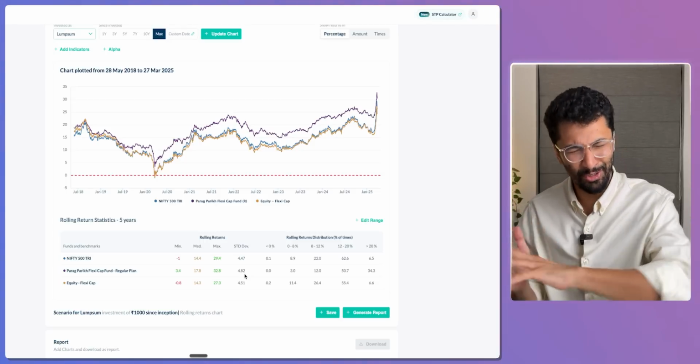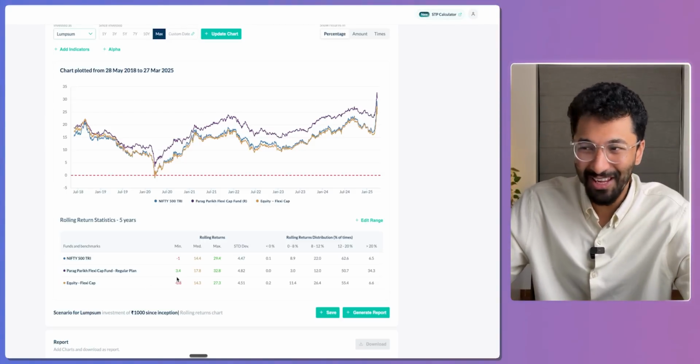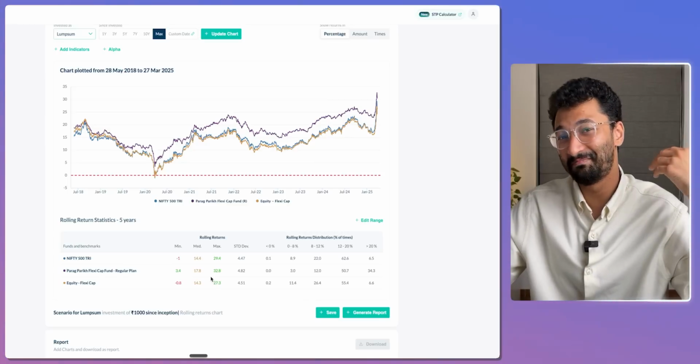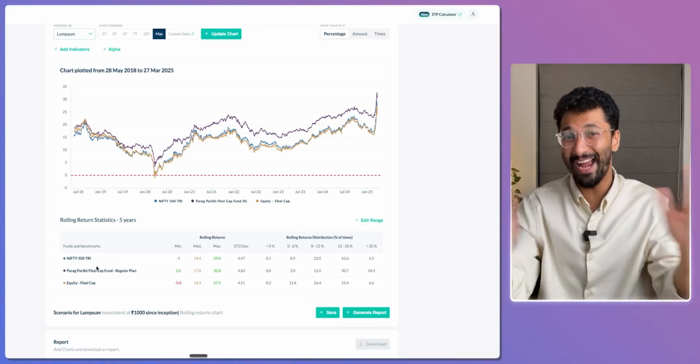We'll get into risk and stress later on when we tackle S. But so far, right, it has never given negative returns. It has given a higher overall return. So that's fantastic. So even that box is ticked. So far, so good with the Parag Flexi Cap.